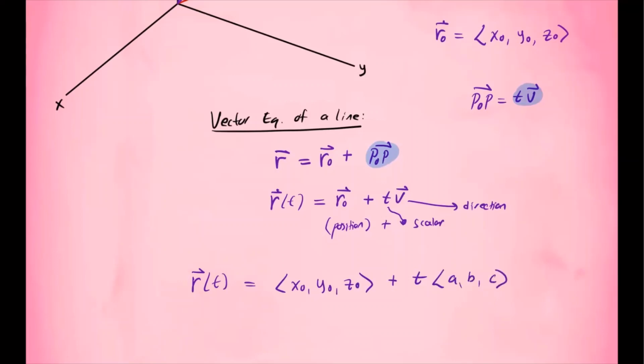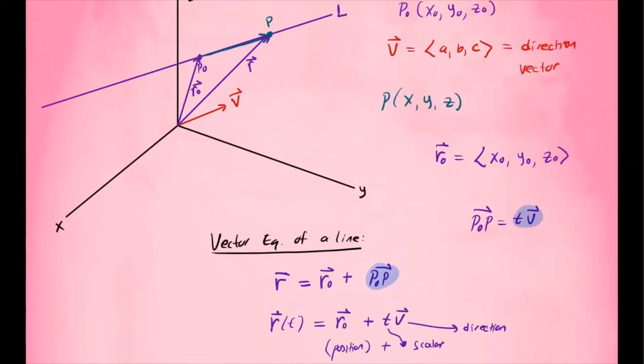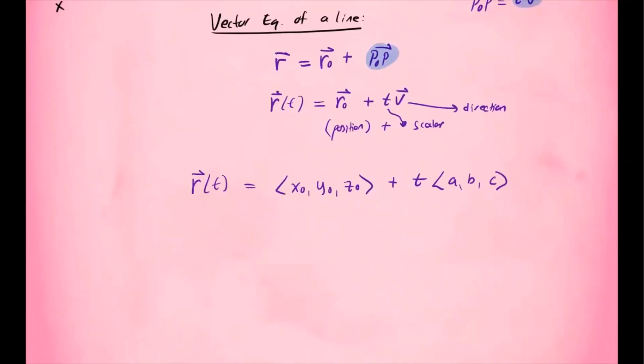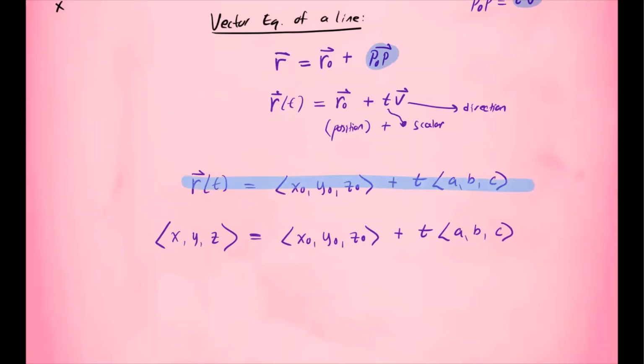Now, since r of t is any point in space, so you can just call it any point on the line in space, you can also rewrite this as x, y, and z, and this is equal to the right-hand side, so it will always equal this. So this is another way you can interpret the equation of a line in space. This would be the vector form of a line.